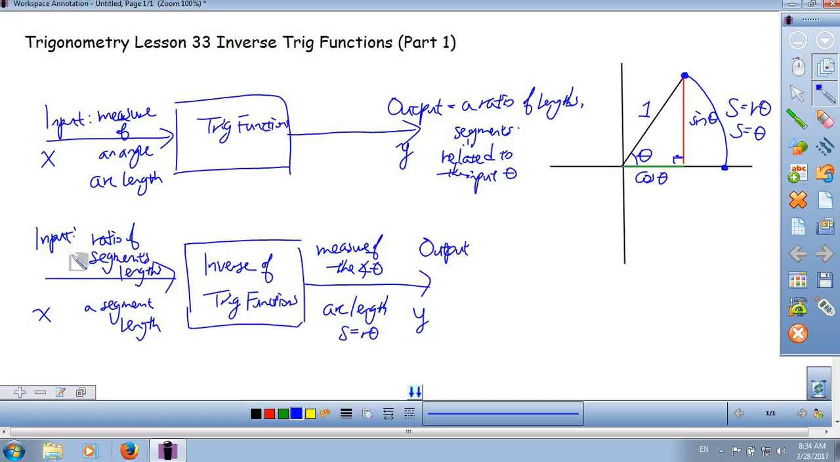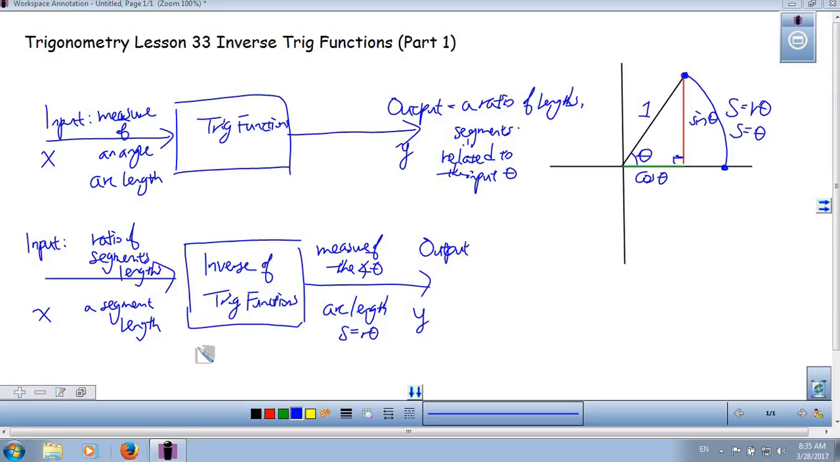So the inverse trig function does two things. The inverse function takes the output of the original trig functions and gives you back the original input. It takes the segment length, or the ratio of segment lengths, and gives you back the measure of the angle theta or the arc length. That's why the inverse trig functions are also called arc functions, as you can see in arcsine, arccosine, because they return the measurement of arc length.